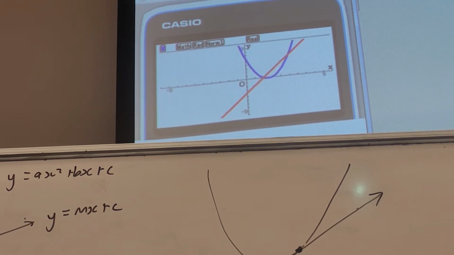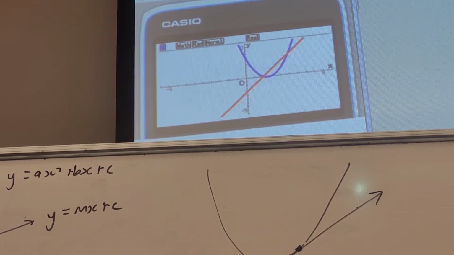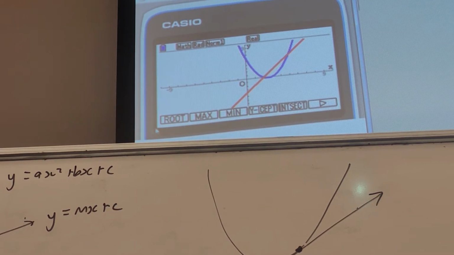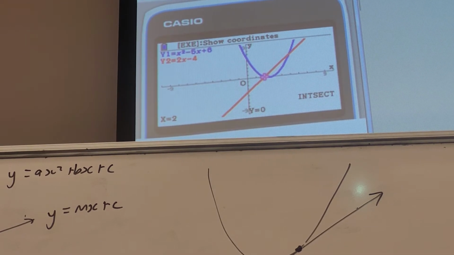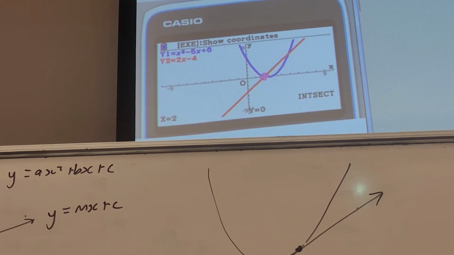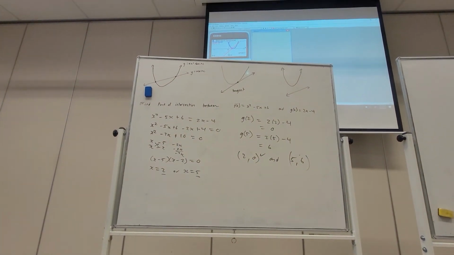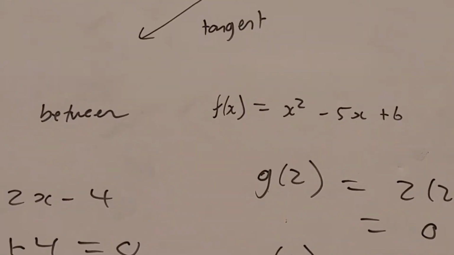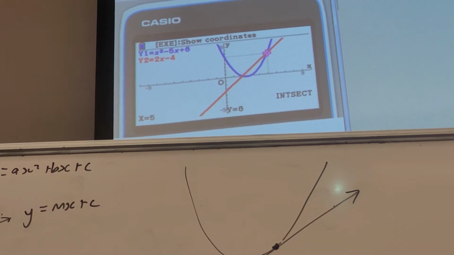All right, beautiful. Two points of intersection. And the calculator can even tell you the coordinates of them. If we press G-solve, it brings up all the possible options, and we're looking for intersection. That's F5. Look, it tells us when x is 2, y is 0. That's the first one. And then we press the across arrow, it's going to give us the second one. X is 5, y is 6.